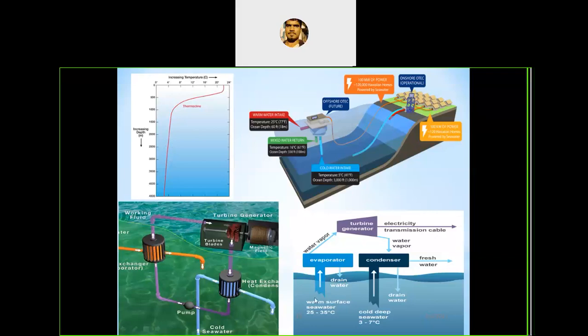So this is another figure which shows the temperature difference in the evaporator and the temperature difference in the condenser. The condenser is always 3 to 7 degrees, and in the evaporator it is 25 to 35.